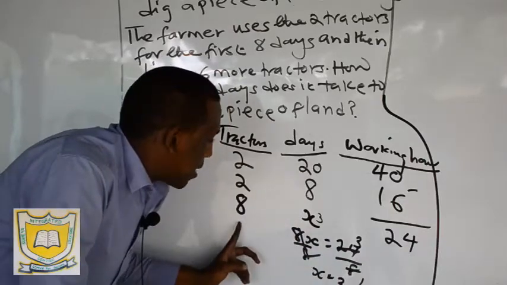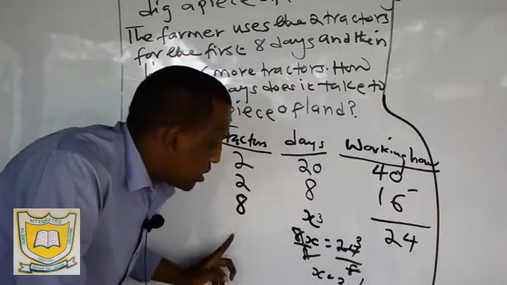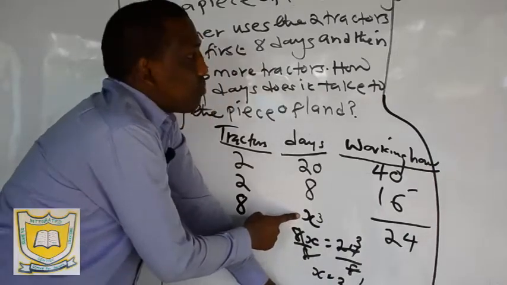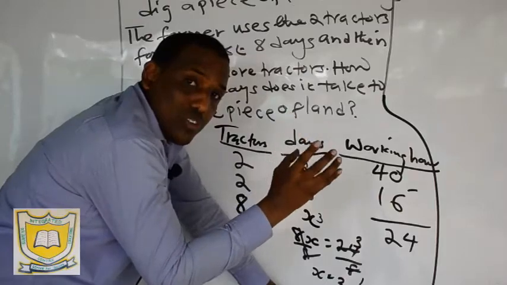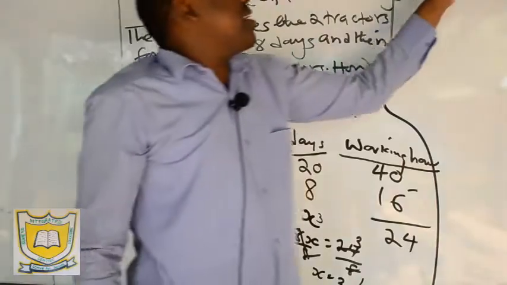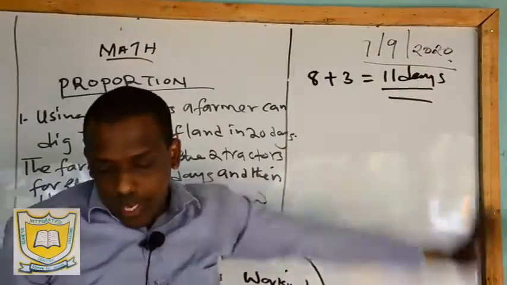Which number will you multiply? 8 will give you 24. It's 3 because 8 times 3 is 24. So x is 3. Now they're asking the number of days he has used now. So 20 was the total number of days required for the work to be over. So what you do now, you say 8 plus 3, you get 11 days. 8 plus 3, you will get 11 days.